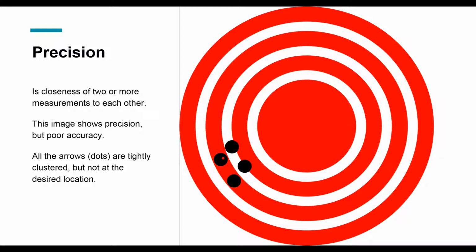You can tell it's precise in a way, because if I were to ask you where you think the next dot is going to appear, you're going to say maybe right around here. It makes sense. All the other ones are in this spot. However, we're not really at the target where we want to be. So in this case, all the arrows are tightly clustered, but not in the desired location. They could be, but they don't have to be in order to be considered precise. Precise is about how close all of our measurements are to each other.